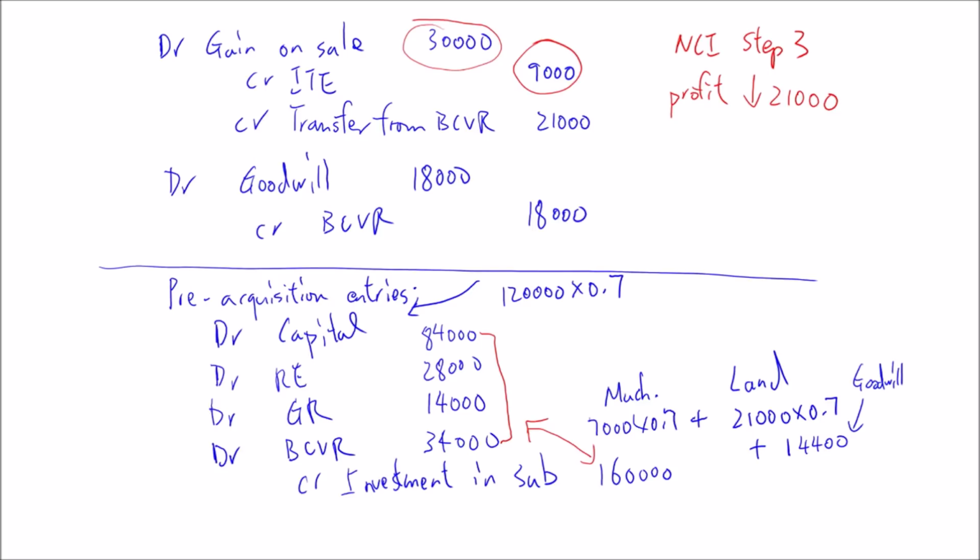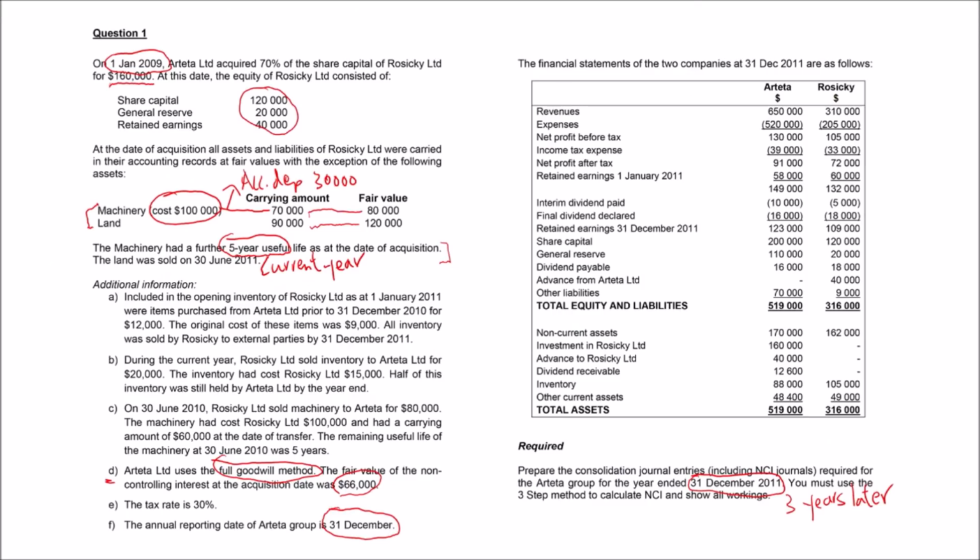After that, you got to look for the changes. For the changes, there are two main possibilities. The first one will be about BCVR. The second one is about general reserve. And we can check whether they actually happen. In terms of BCVR, all you need to do is to go back to your original question to see if you have sold the asset.